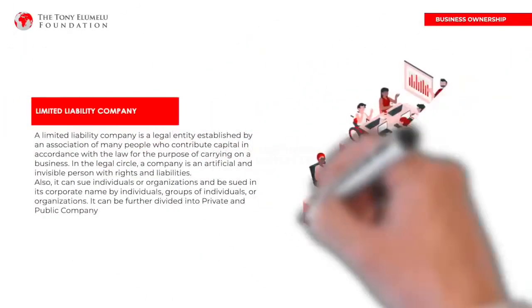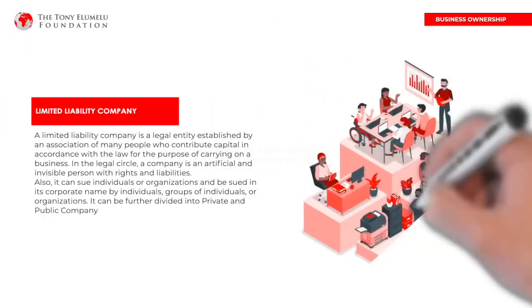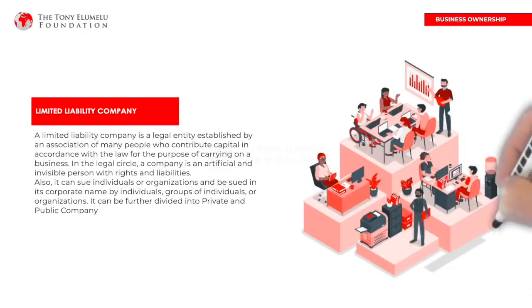Limited liability company. A limited liability company is a legal entity established by an association of many people who contribute capital in accordance with the law for the purpose of carrying on a business. In the legal circle, a company is an artificial and invisible person with rights and liabilities. Also, it can sue individuals or organizations and be sued in its corporate name by individuals, groups of individuals, or organizations. It can be further divided into private and public company.